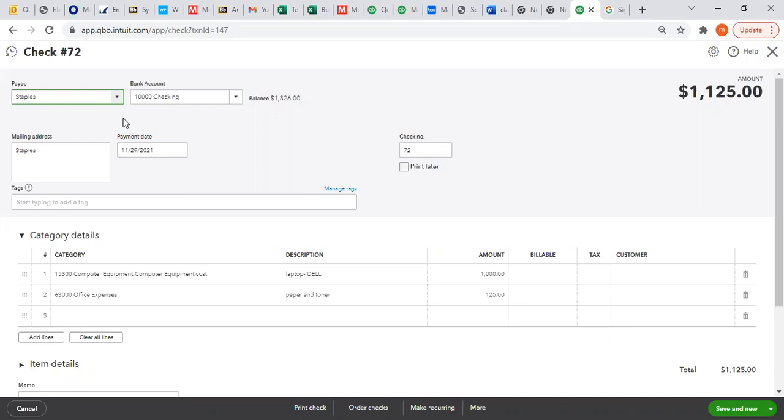Okay, so I also did a split on 72 Staples, and I separated between computer equipment costs and office expense. So copy 1,000, 125 to the next two lines, and save and close. That was our last check, 71, 72, 73.